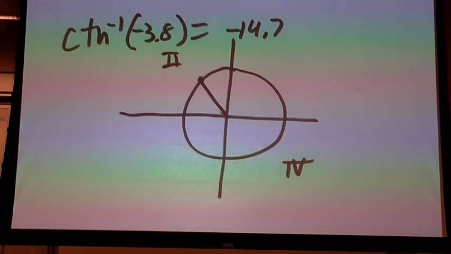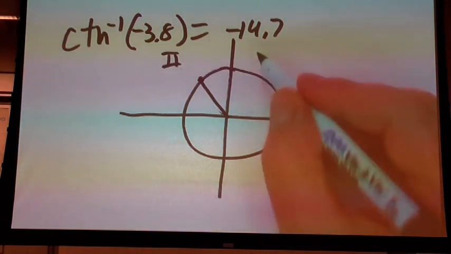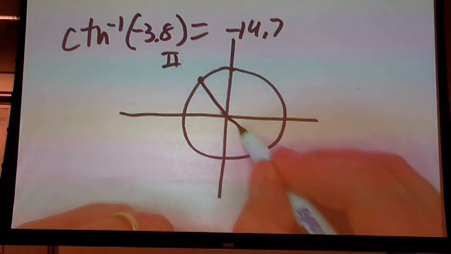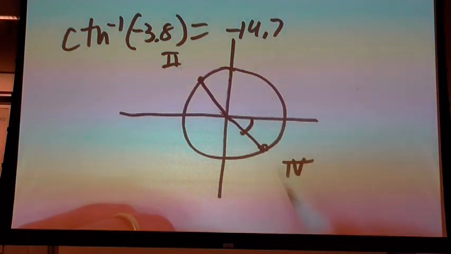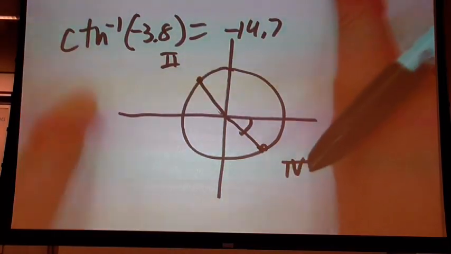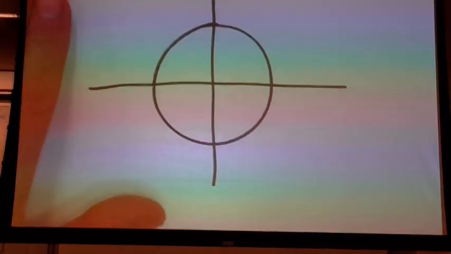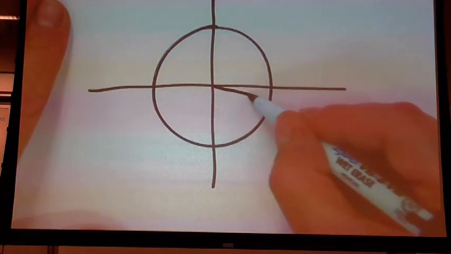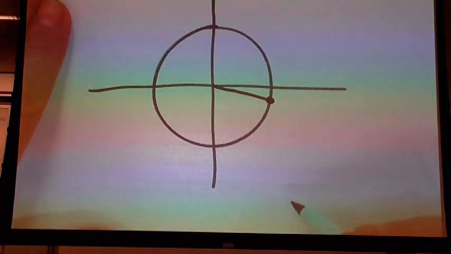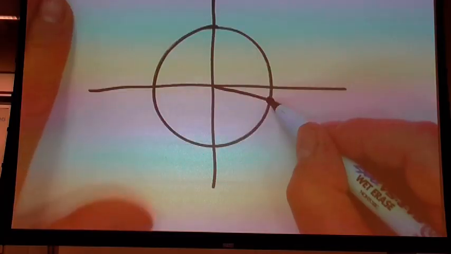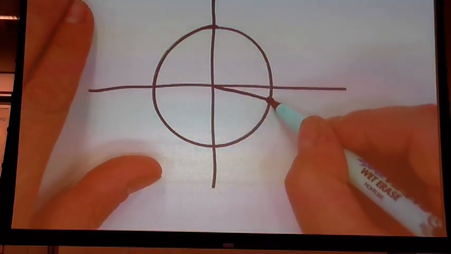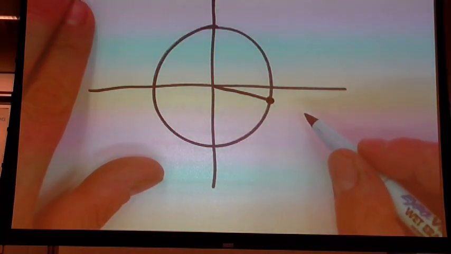Would you have to put it in like, oh, okay, I'm sorry, negative 14.7. It's the fourth one down here. It's close to 0, right? Let me draw a better diagram for this problem. So really, this is the principal angle whose cotangent is negative 3.8.